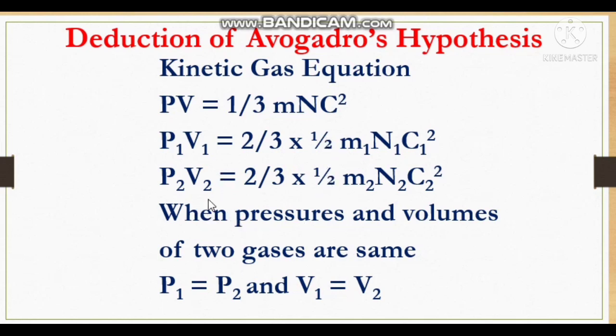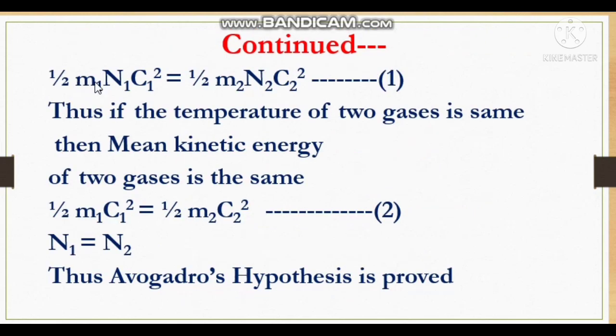Now, according to Avogadro's hypothesis, when the pressures and volumes of the two gases are the same, then P1 will be equal to P2 and V1 will be equal to V2. So automatically their multiplications will also be equal. So the left hand side of the two equations will be equivalent. Therefore, the right hand side of the two equations will also become equivalent. Now here, if the temperature of the two gases is the same, then the mean kinetic energy of the gas will also be the same. Why? Because mean kinetic energy depends on temperature. As we are keeping temperature constant, the mean kinetic energy of the two gases will also be constant.